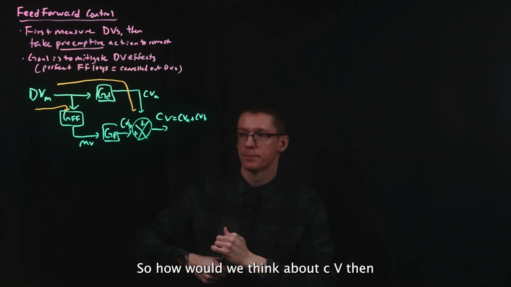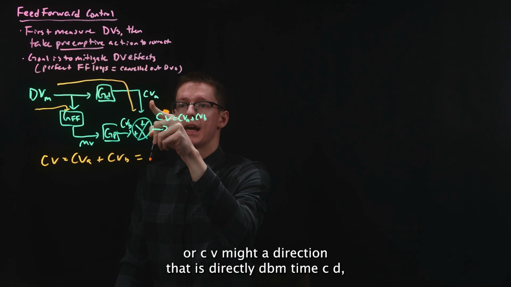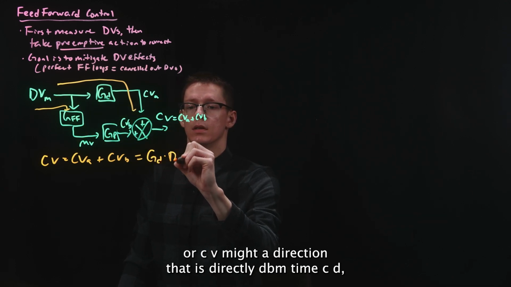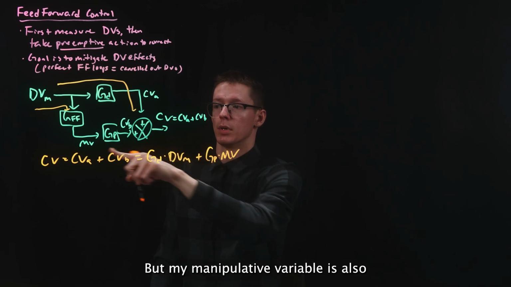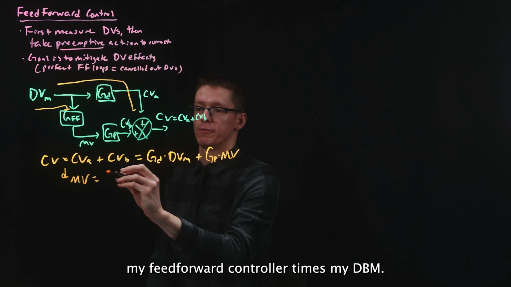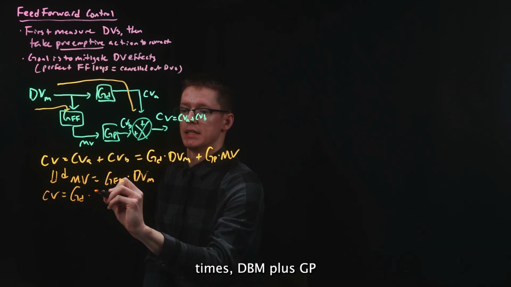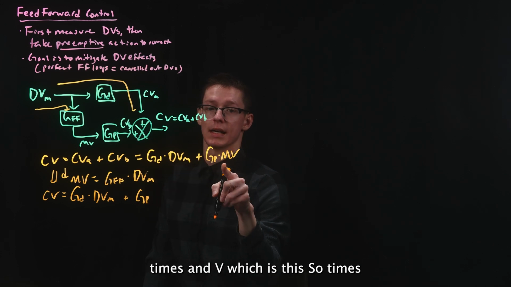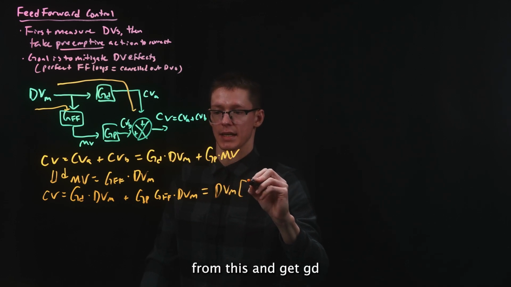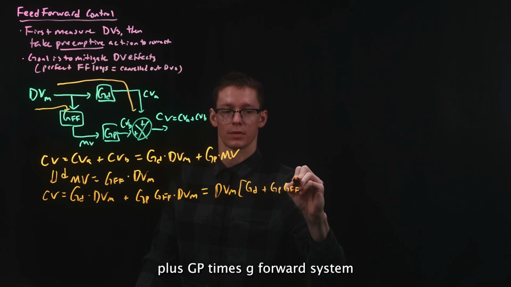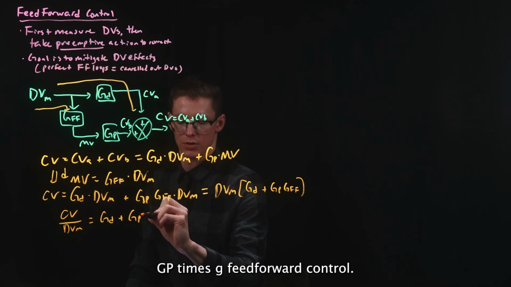So how would we think about CV then? Well, we can write CV as the sum of CV of the A and CV of the B, where CV in my A direction is directly dVm times GD. And in the B direction, that is my manipulated variable times my GP. But my manipulated variable is also my feed-forward controller times my dVm. So I could put those together and now have GD times dVm plus GP times MV, which is GP times GFF times dVm. I can extract out my dVm from this and get GD plus GP times G feed-forward. And I can divide to get CV over dVm is equal now to GD plus GP times G feed-forward control.